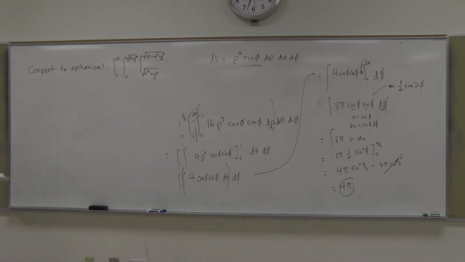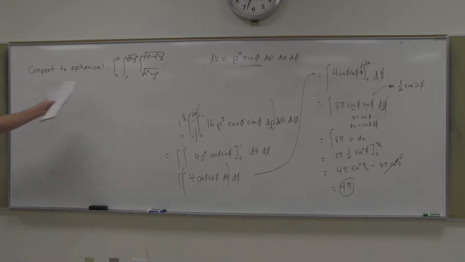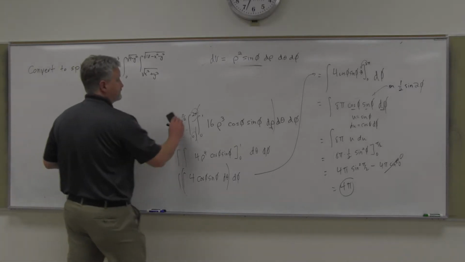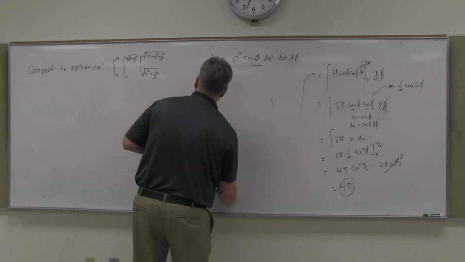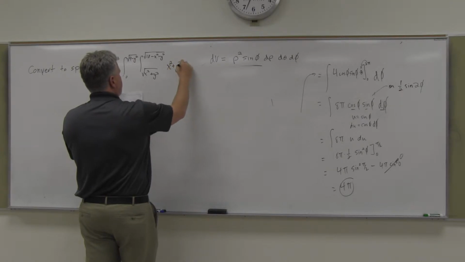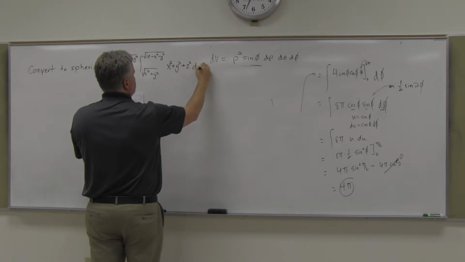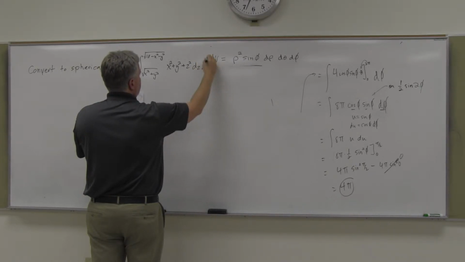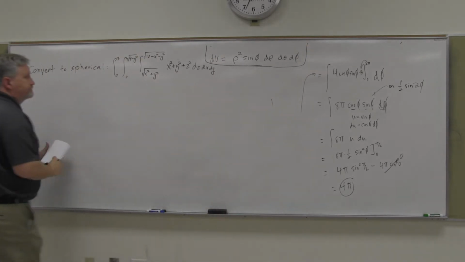All right, so 0 to 3 is the first limit, 0 to the square root of 9 minus y squared. And then square root of x squared plus y squared to square root of 18 minus x squared minus y squared. And the rest of it, we've got x squared plus y squared plus z squared as the function we're triple integrating. And dz, dx, dy is the order there. Leave that there for a second.